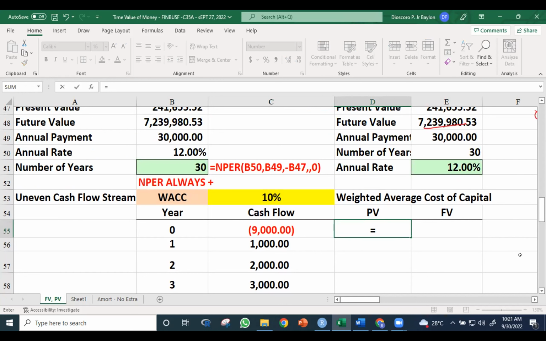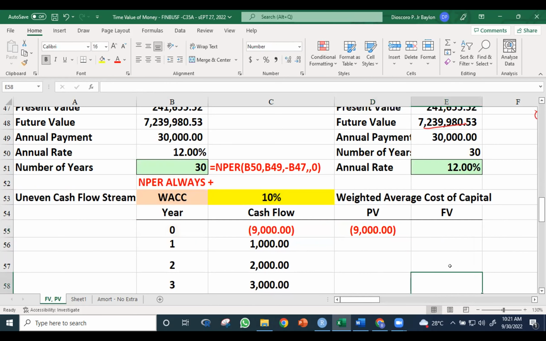So our formula is PV. And then what's the rate? The rate is your WACC. NPER is this one. PMT, this is not an annuity. The future value is this one. And then ignore the type. Then I'll put a negative sign here to maintain the sign of the cash flow. Control Enter. So the present value of 9,000 today is, of course, 9,000 also.